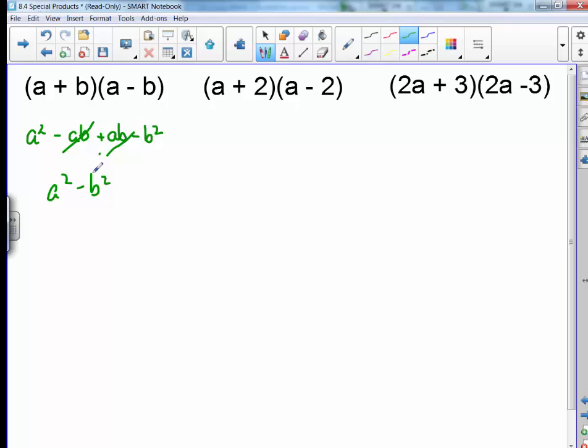And I bet you can figure out what the other two are going to be just by what we've done so far. What are we going to do on the next one? If you notice, the first one here, we squared the first term, squared the second term, and we put a minus sign in between. So this one we're going to square the first term, square the second term, and put a minus sign in between. Square the first term, square the second term, put a minus sign in between.